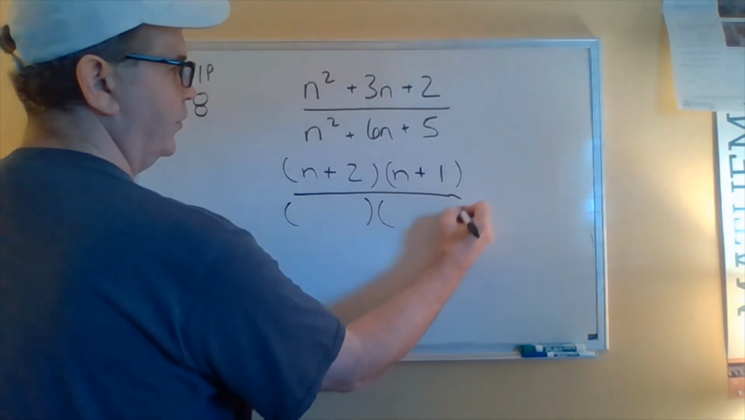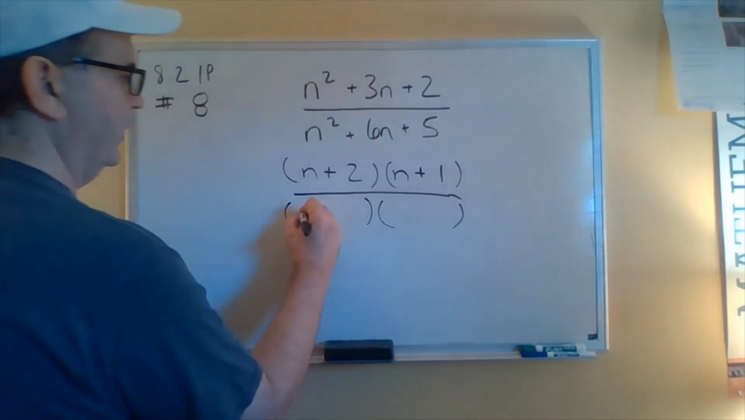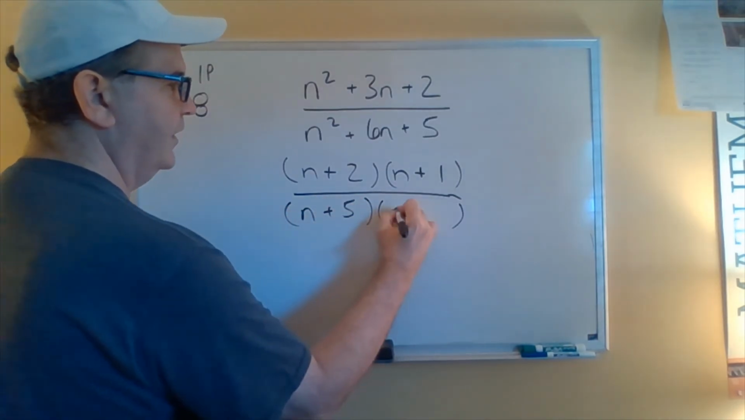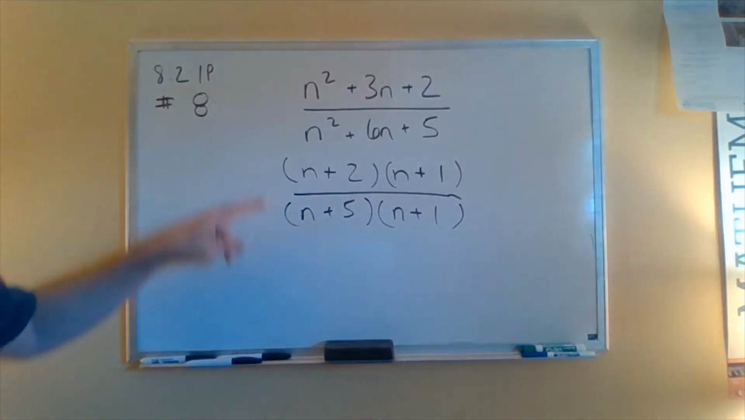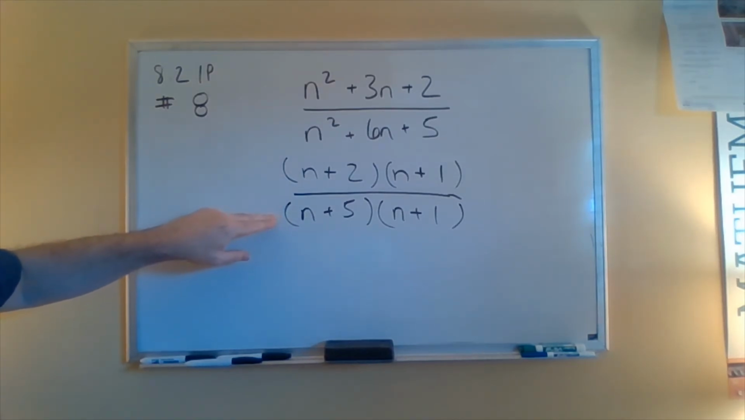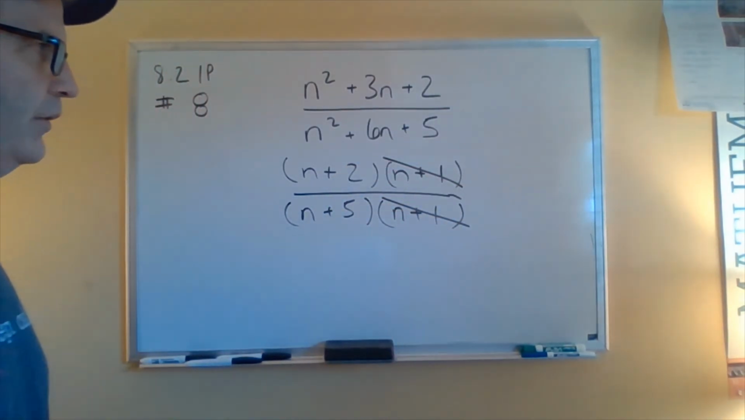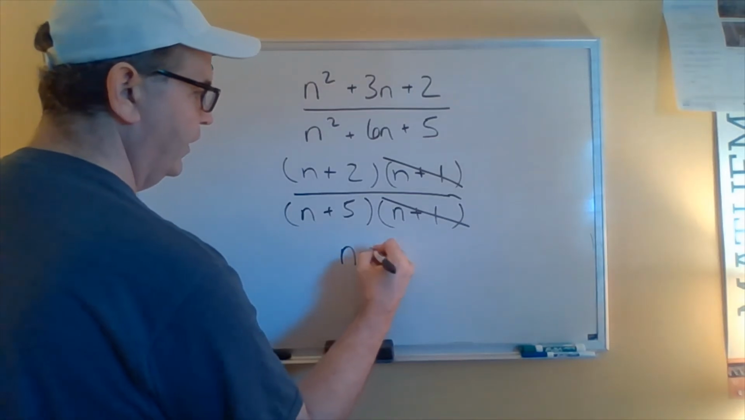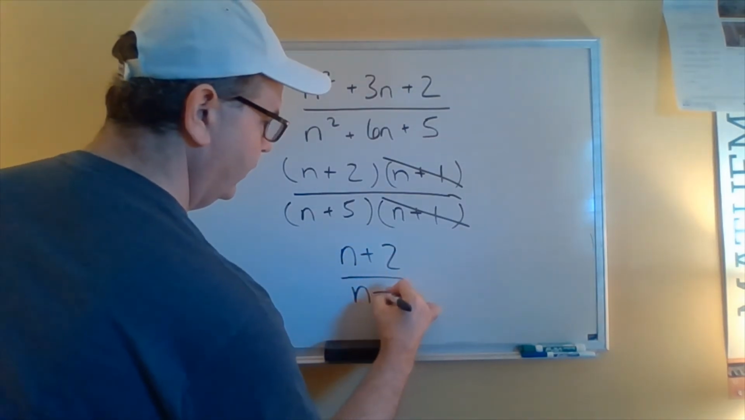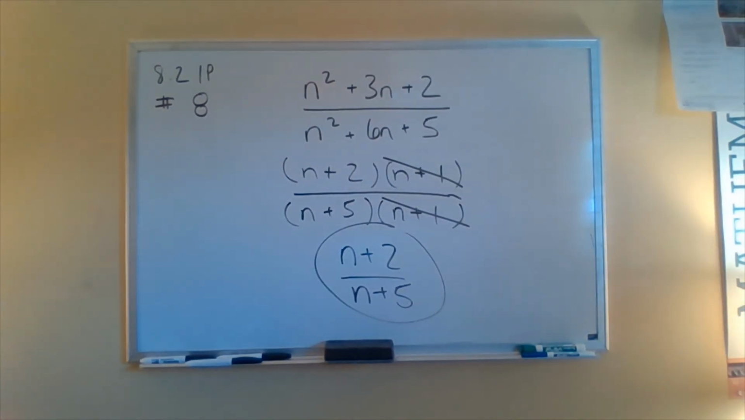Can I factor the bottom, the denominator here? The two numbers I can multiply together get 5. Yeah. And when I add together, get 6. So factored form of my numerator is n plus 2 times n plus 1. Factored form of my denominator, n plus 5 times n plus 1. I can cancel a factor n plus 1 out of both my numerator and denominator, and I'm left with n plus 2 over n plus 5 as my answer to number 8.